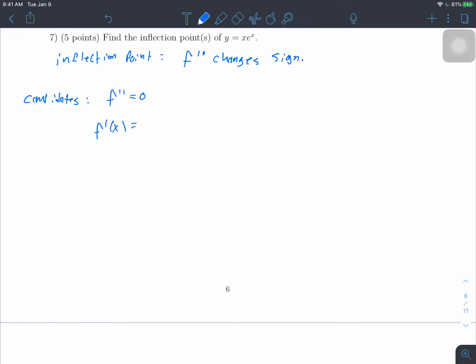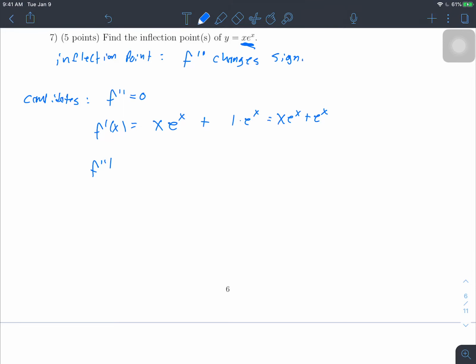That's going to be, we're going to have to use the product rule on x e to the x. So the first one will be x times the derivative of e to the x, which is just e to the x. And the second one will be 1, the derivative of x, times e to the x. So we get x e to the x plus e to the x.